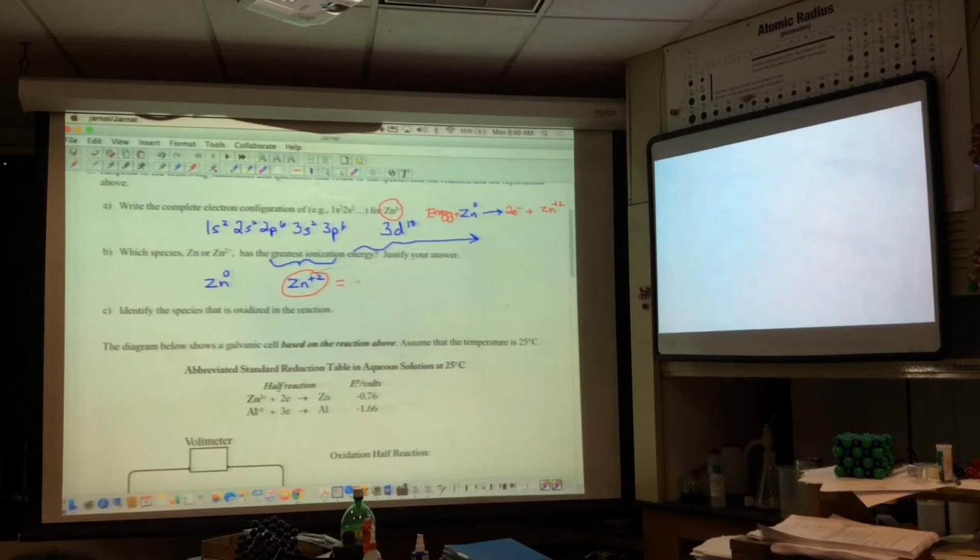because the electrons have a what? Higher effective nuclear charge. Remember all that stuff? Now, there's many ways you could say that. I'm pulling electrons from the, what? N equals 3, but you could also say that by losing 2 electrons, the electrons that are left have a higher effective nuclear charge, right? They feel the nucleus more.